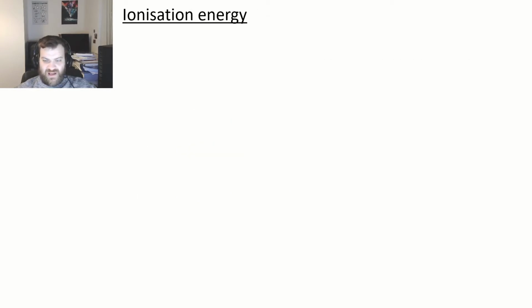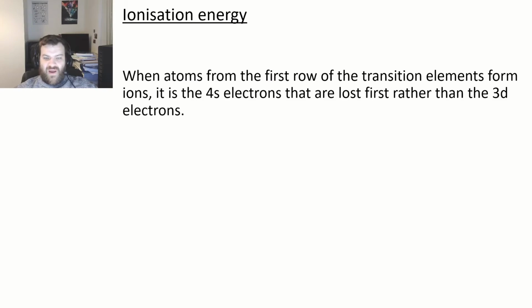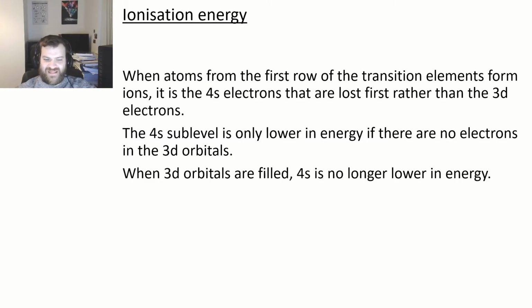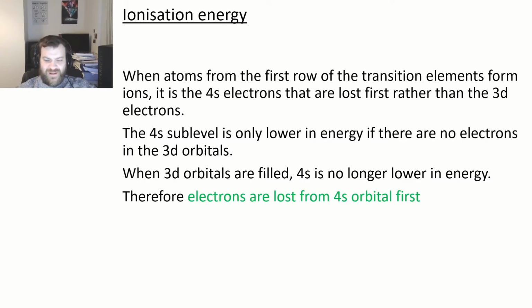Next, we'll look at ionization energies. When we have transition metals, they're going to lose their 4s electrons before the 3d electrons. This is due to the fact that when electrons are present in the d orbital, the 4s orbital is no longer lower in energy. The key takeaway is that electrons are lost from the 4s orbital first.